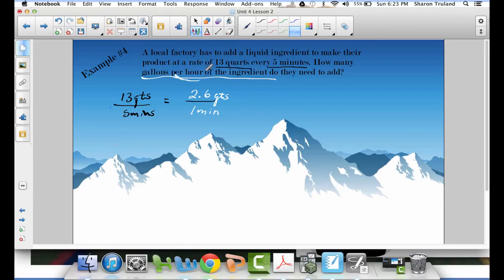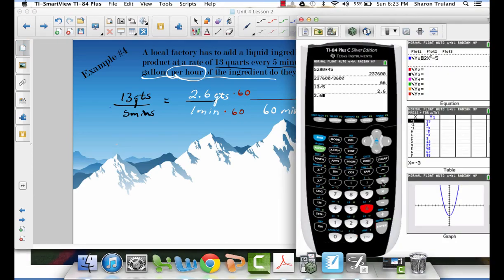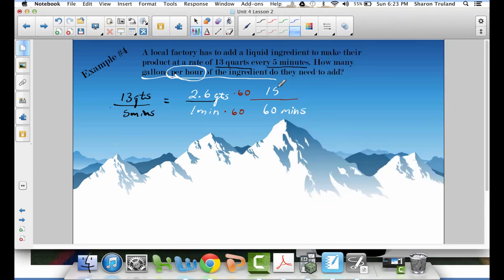Okay, well, an hour is 60 minutes. So I can multiply this by 60. But since I'm changing it, I'm going to have to multiply this by 60 also. So 1 minute times 60 is 60 minutes. And then 2.6 times 60 equals 156 quarts. Right? Because we were working in quarts up here.